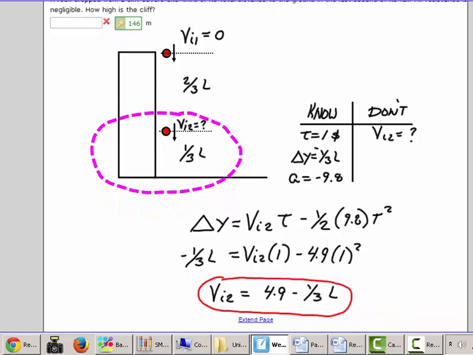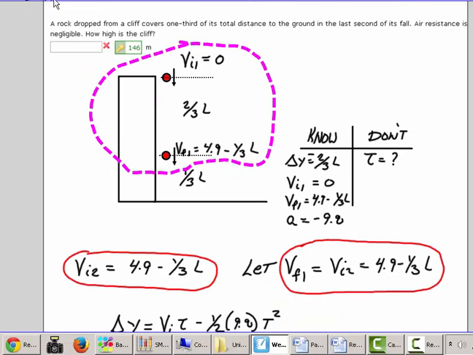I go back to my kinematic equations. I'm going to use that delta y is equal to V_i t plus 1/2 a t squared. I go ahead and put in the values that I know for delta y, which is negative 1/3 L. So the only unknown I'm going to have here is V initial 2. I solve for that in terms of L, and I get 4.9 minus 1/3 L, which will be the velocity right here.